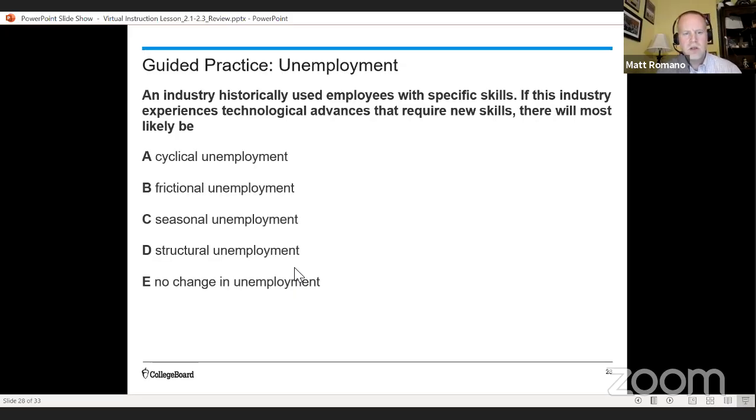Here are your answers. Which of these types of unemployment is related to a lack of a skill set or an unneeded skill set? That's your structural unemployment. So the answer is D.